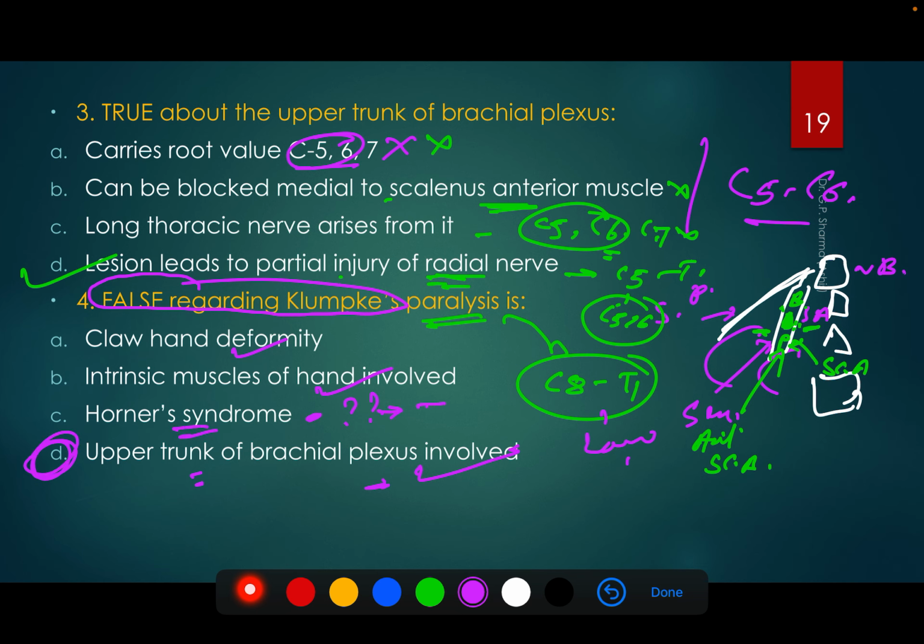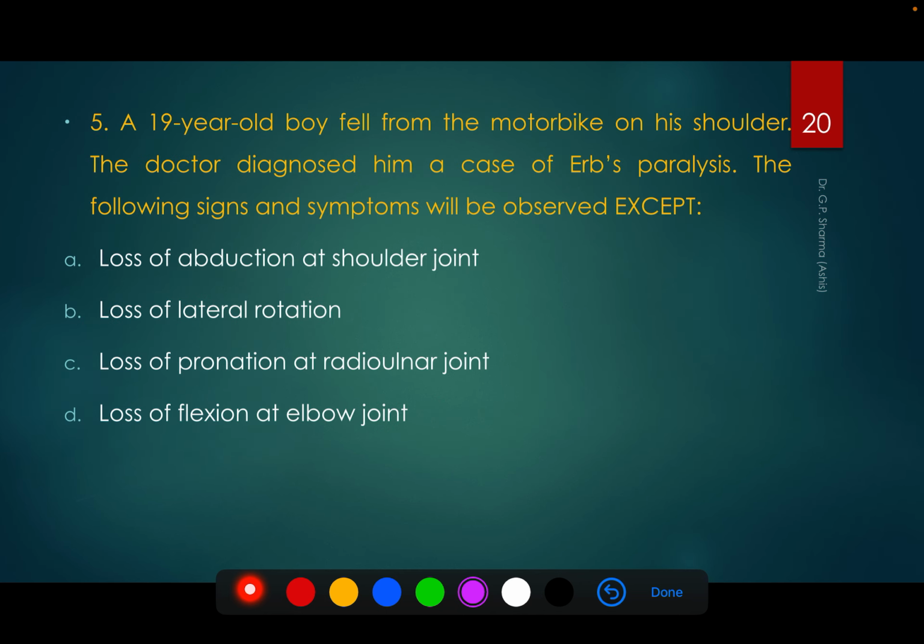Horner syndrome may be produced if it involves T1, because T1 has the sympathetic nerve root, right? That's why Horner syndrome can be produced by Klumpke's palsy.